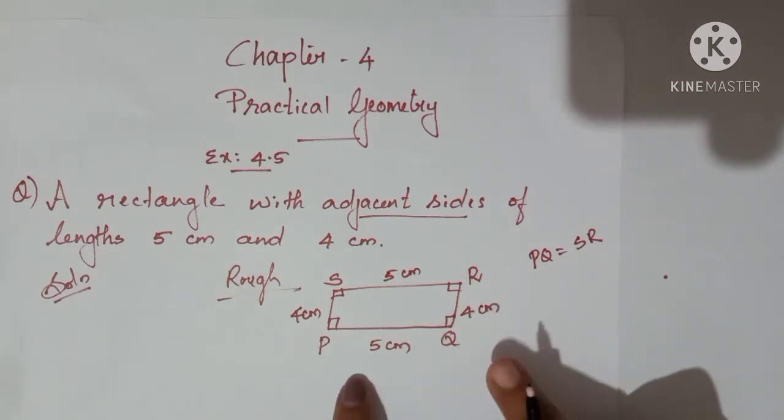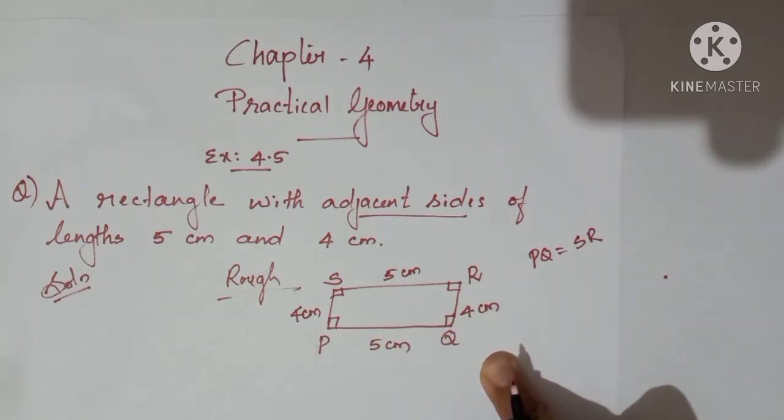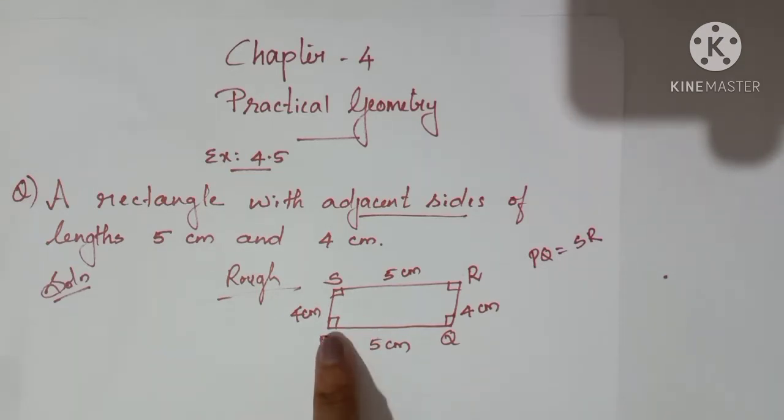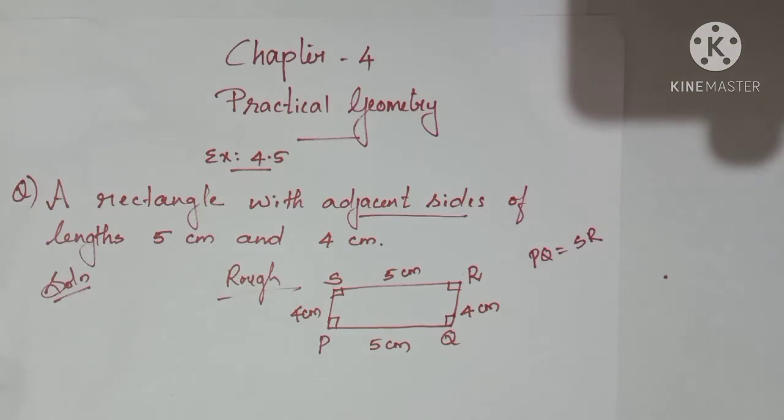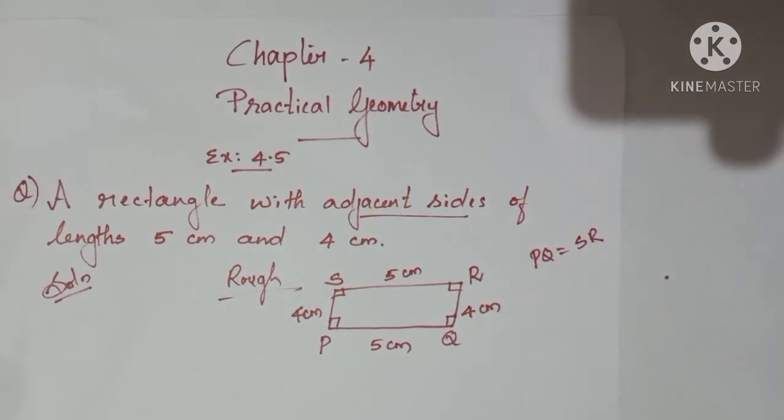Now according to this rough figure, you are going to construct a rectangle. You know how to construct an angle, right? Here it is 90 degrees. How will you construct it? First you will construct 60 degrees. Next you will construct 120 degrees. Then 90 degrees is in between 60 and 120, so next we will construct 90 degrees. According to this rough sketch, we are going to construct the rectangle. Now let's construct it.